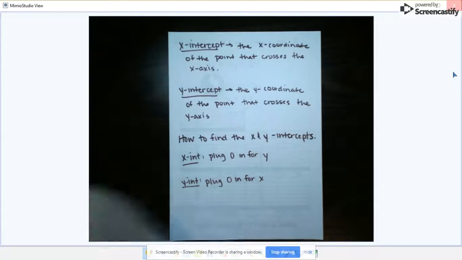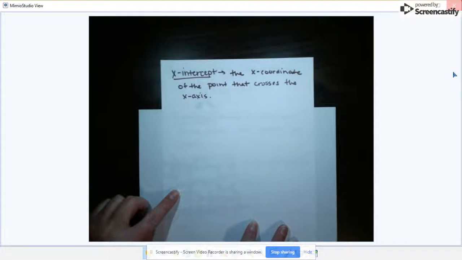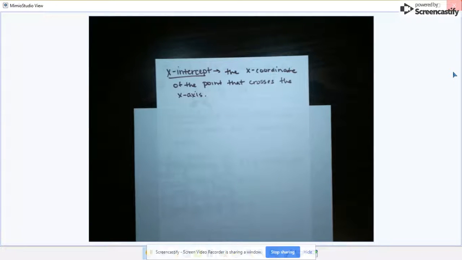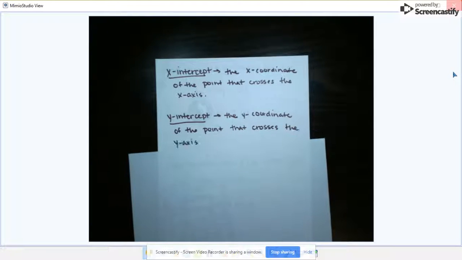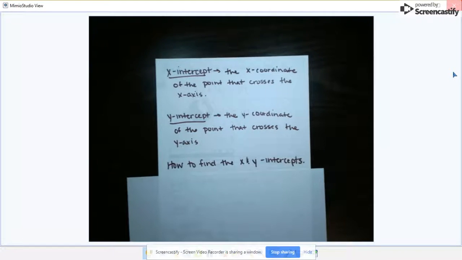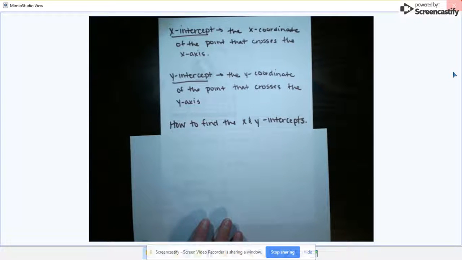Before we do that, we're going to talk about what an x and y intercept are. We talked about these before, but an x-intercept is where our graph crosses the x-axis, and it's specifically the x-coordinate of that point. The y-intercept is where our graph crosses the y-axis, and we look at the y-coordinate of the point. So we're going to look at algebraically how to find our x and y intercepts.